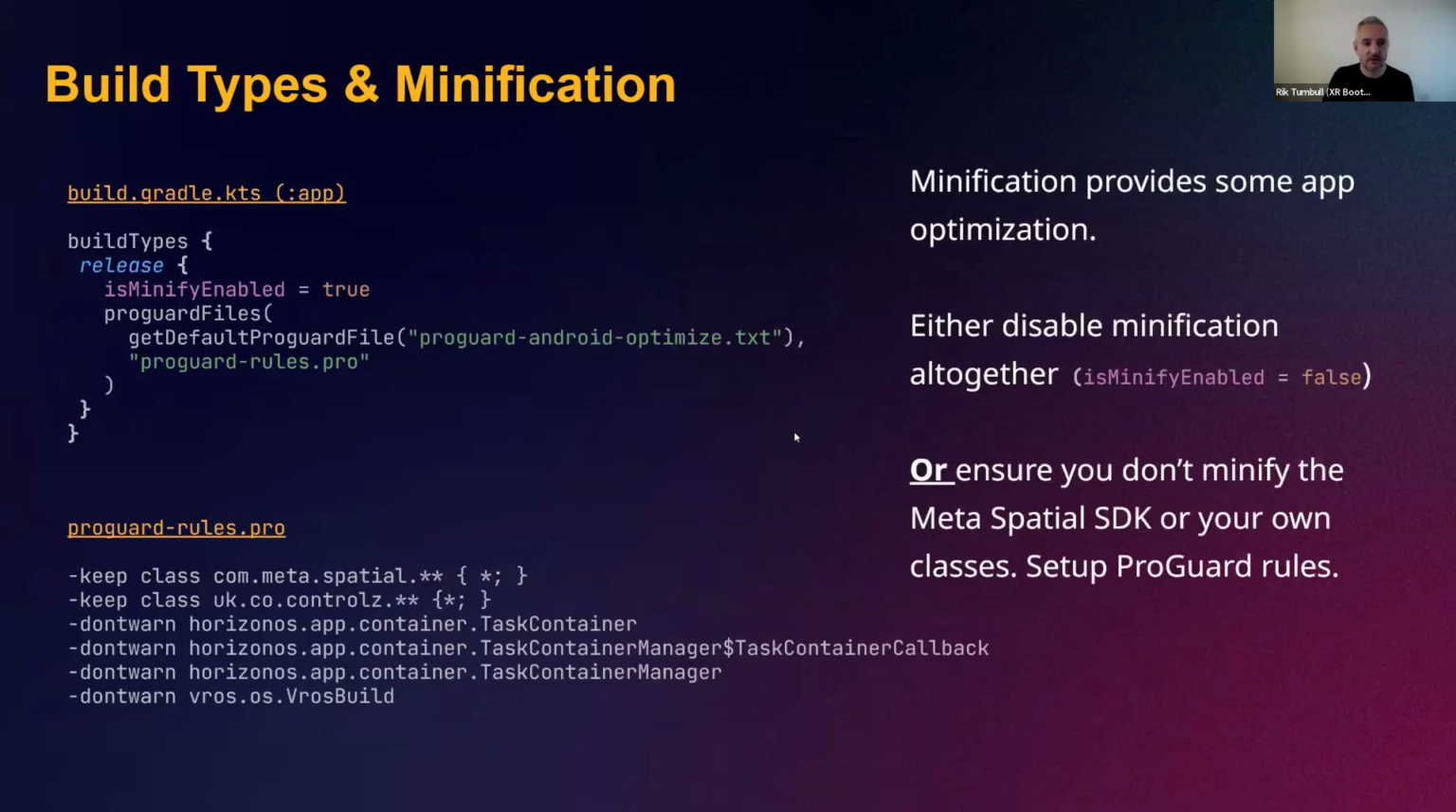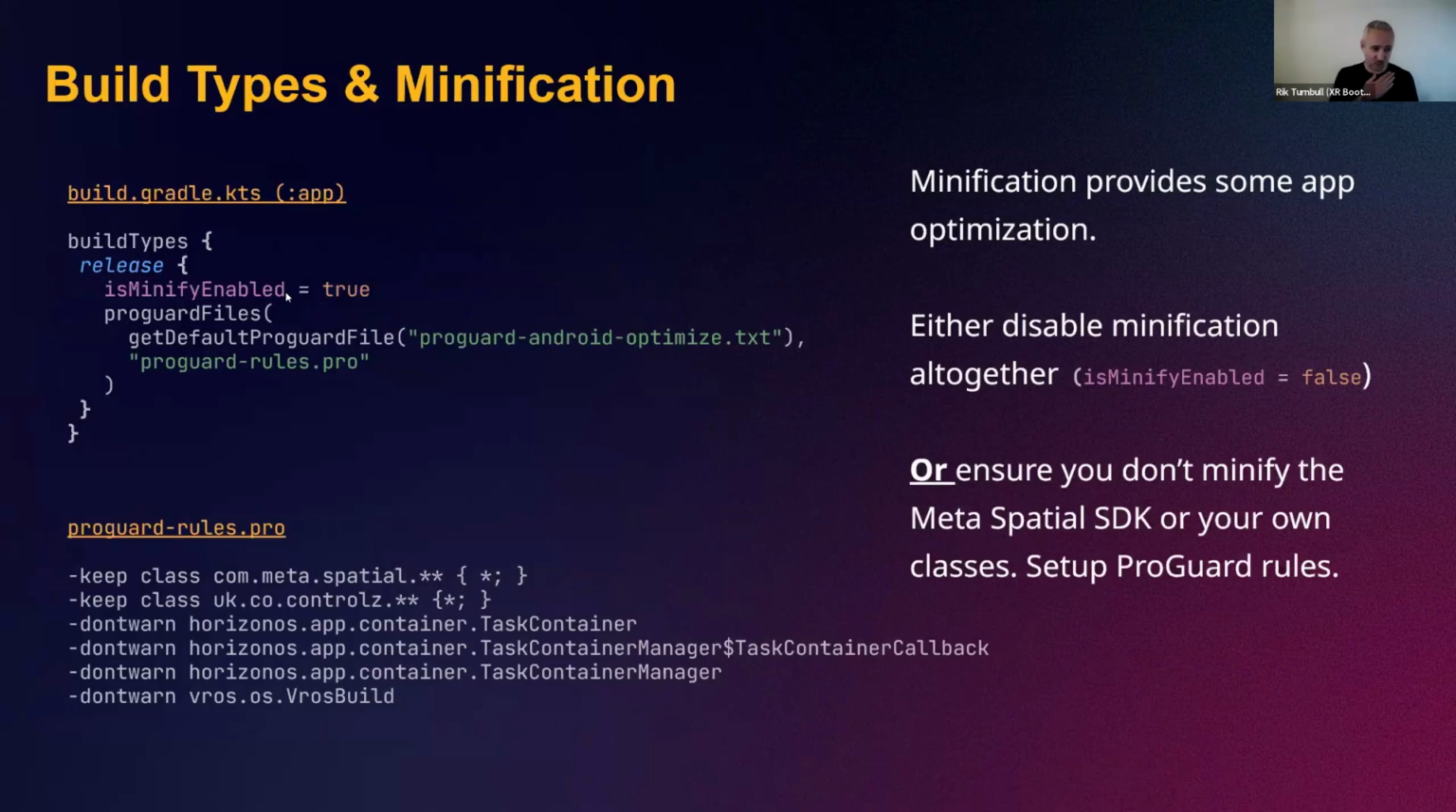One gotcha around building releases for Quest is the minification that happens. This is the optimization and obfuscation of the classes that can occur when you do a build. Some of these can actually break the Spatial SDK. So one thing to note is, if you have a build like this, or you've grabbed this from a template, then your build type will probably look something like this already.